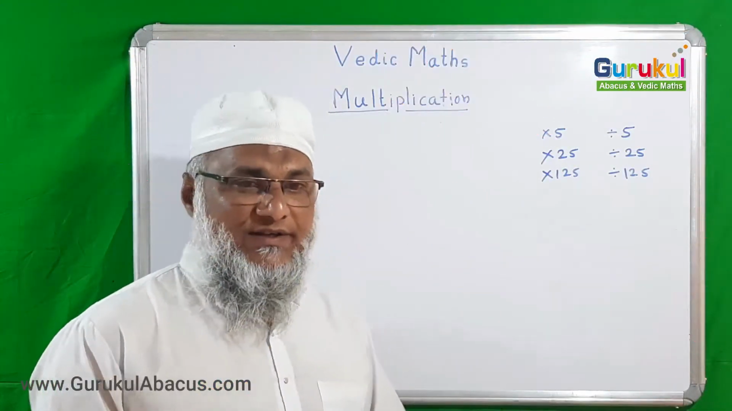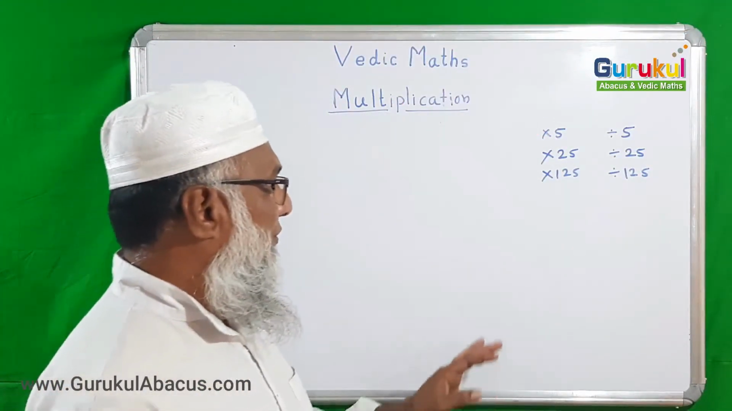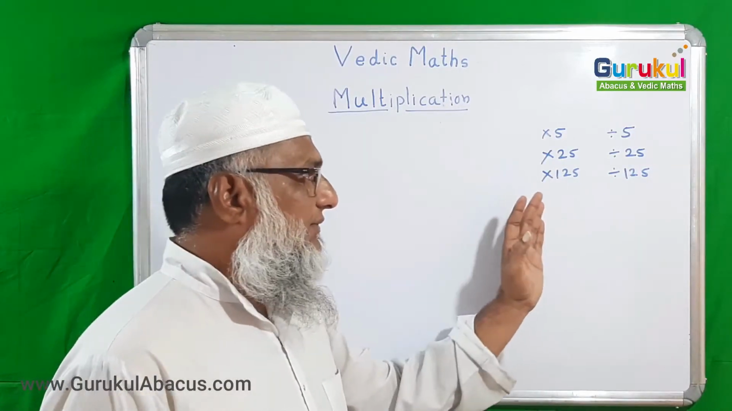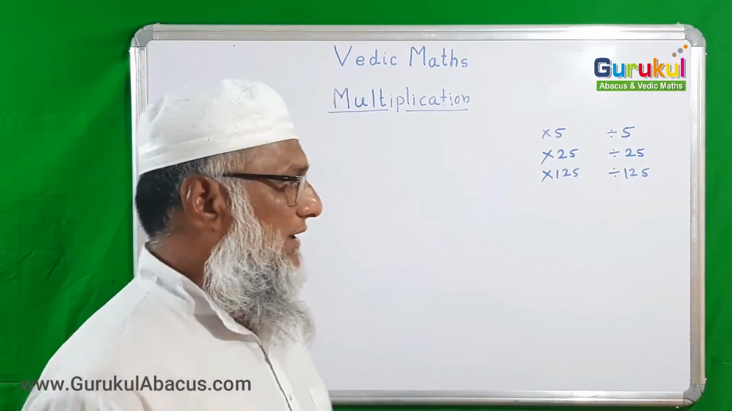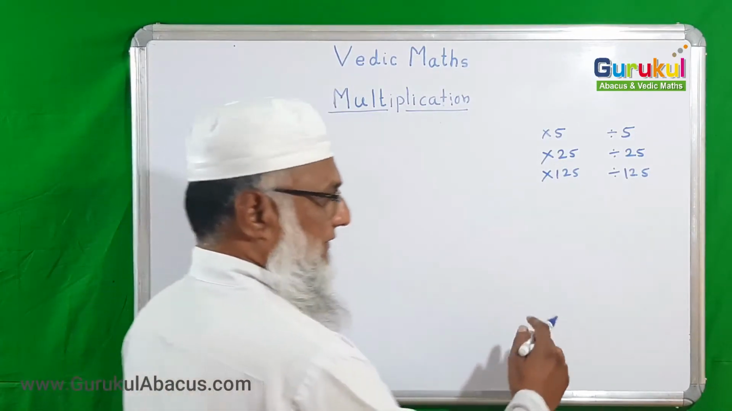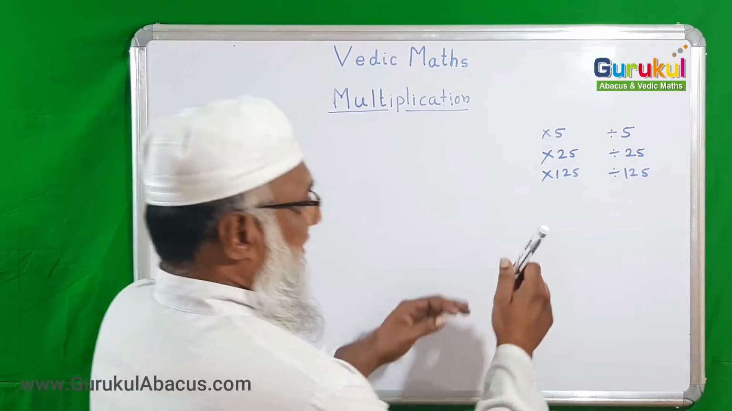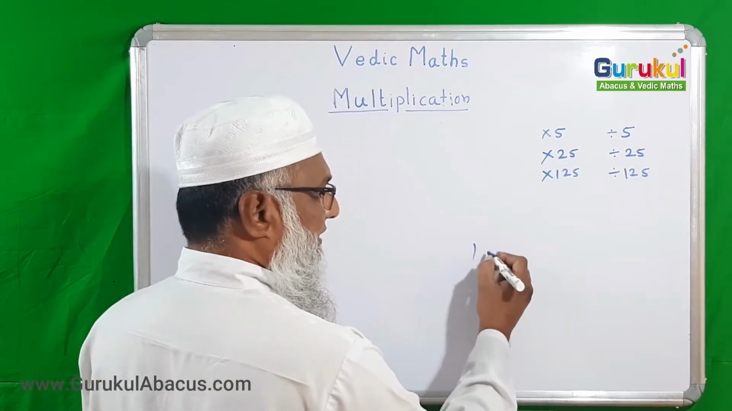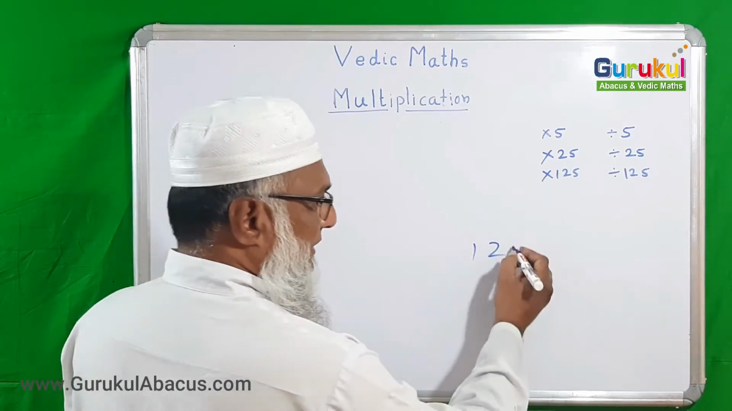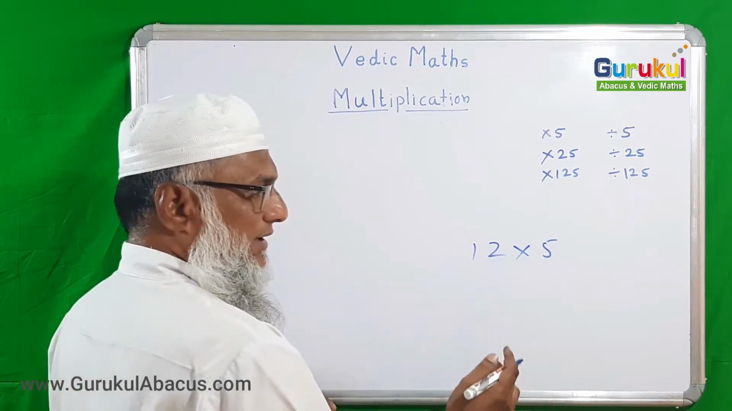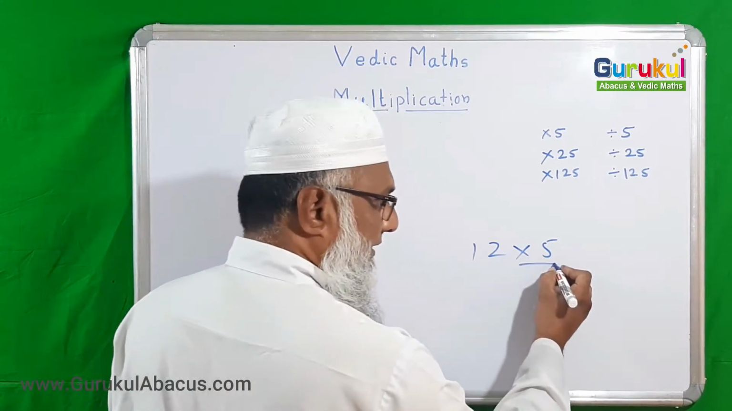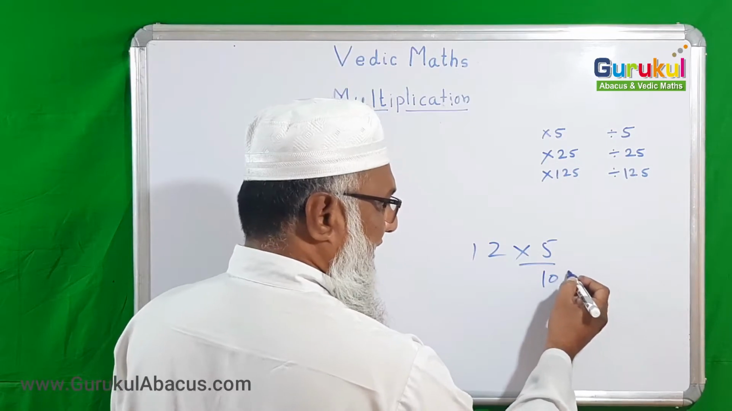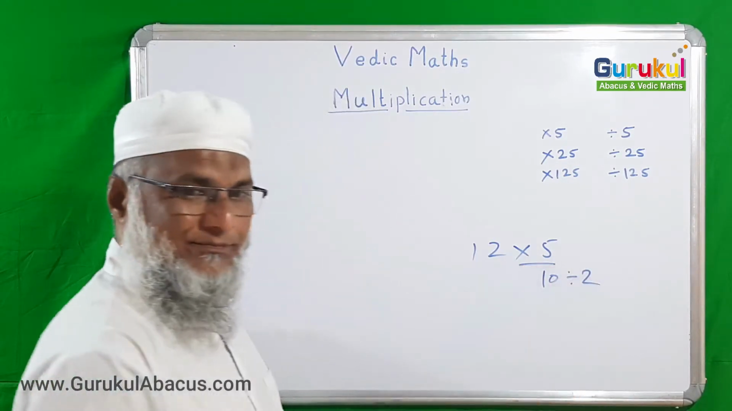Now we can understand the easy way to multiply by numbers such as 5, 25 and 125. Here, one thing we will understand. Suppose any number is there, say 12, and I am multiplying it by 5. Multiplying by 5 is the same as multiplying by 10 and dividing by 2. It would be the same.